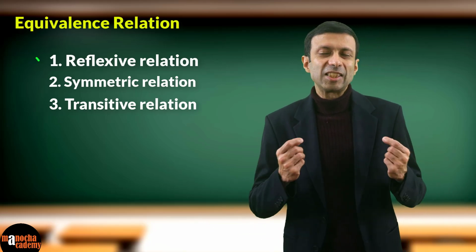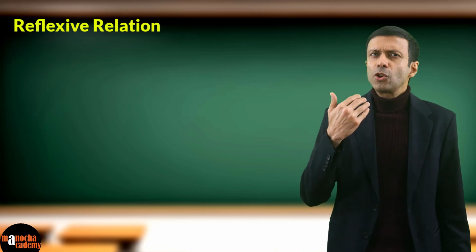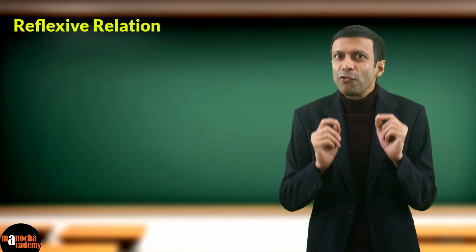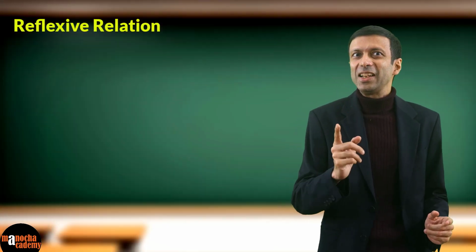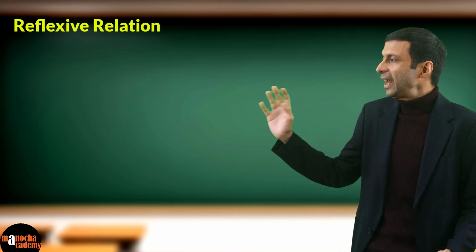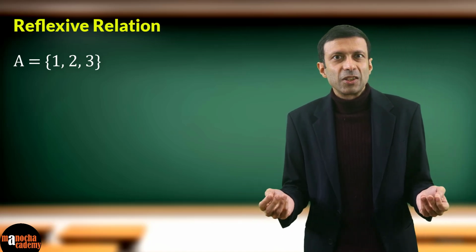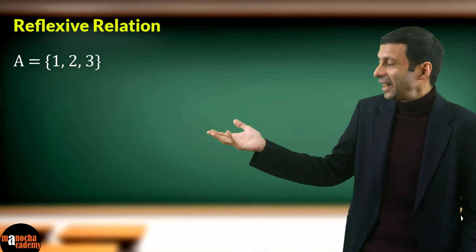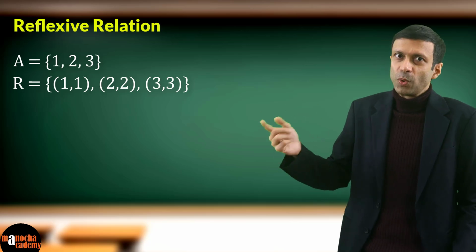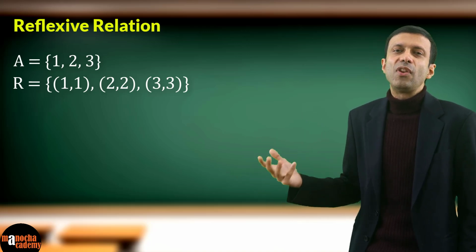Let's start off with reflexive relation. The word reflexive comes from the word reflection. So when you stand in front of a mirror, what do you see? You see your reflection. And who do you see? No guesses here. You see yourself. So in a reflexive relation, every element is related to itself. Let's consider the relation 'is equal to' on a set of numbers A which contains 1, 2 and 3. Now every number is equal to itself. So it will become a reflexive relation. The relation R will contain (1, 1) because 1 is equal to 1, (2, 2) because 2 is equal to 2, and (3, 3). So you can see that this is a reflexive relation.